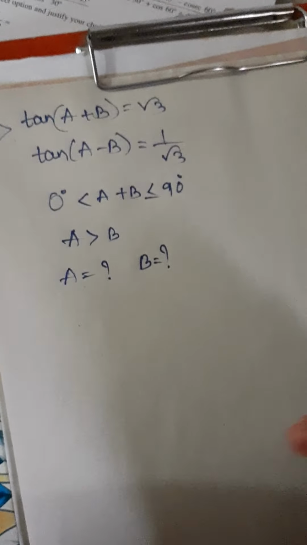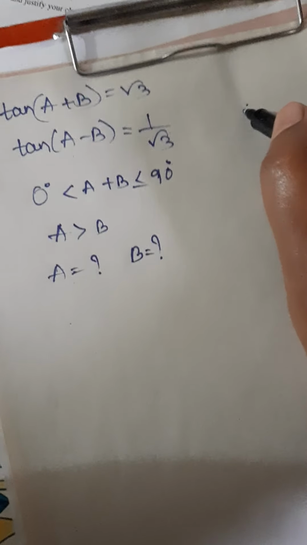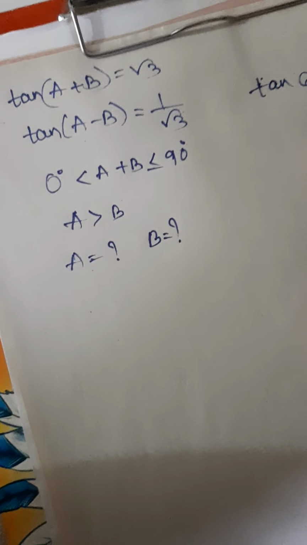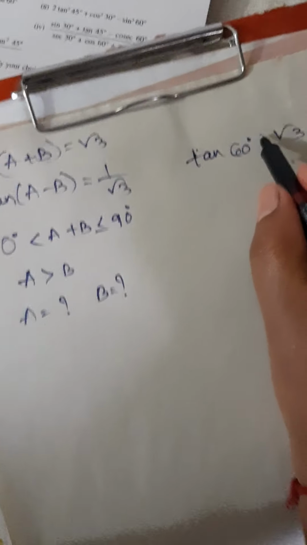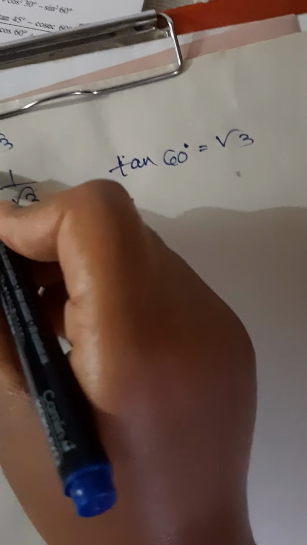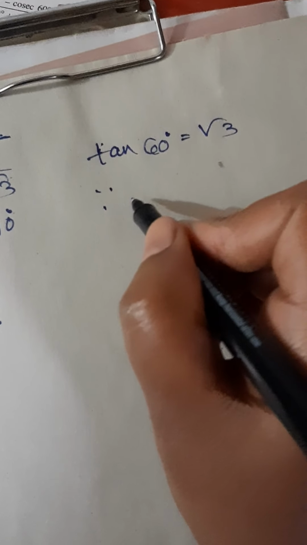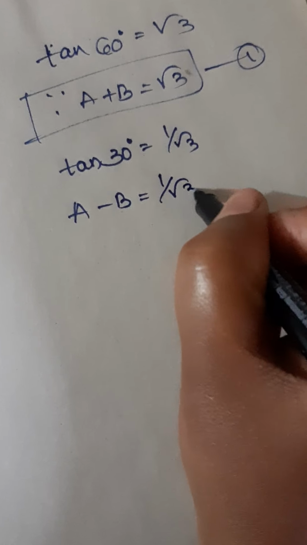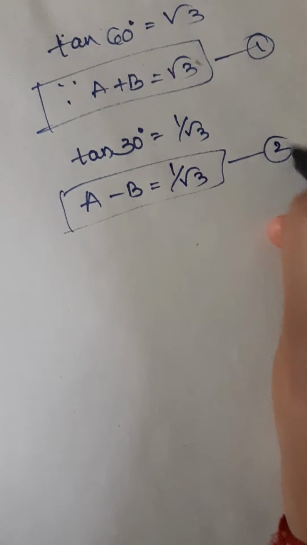So for this, first let's take tan 60 is root 3. So for root 3 we are taking 60 degrees, so A + B is equal to 60 degrees. This one we can tell. This is equation 1. And here tan 30 value we are getting as 1 by root 3. So here A - B is equal to 30 degrees. This is our second equation.